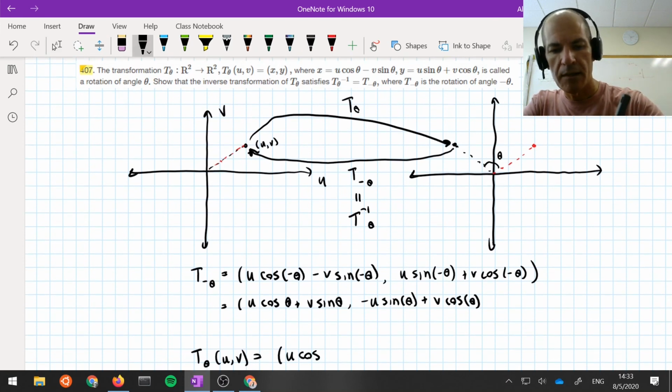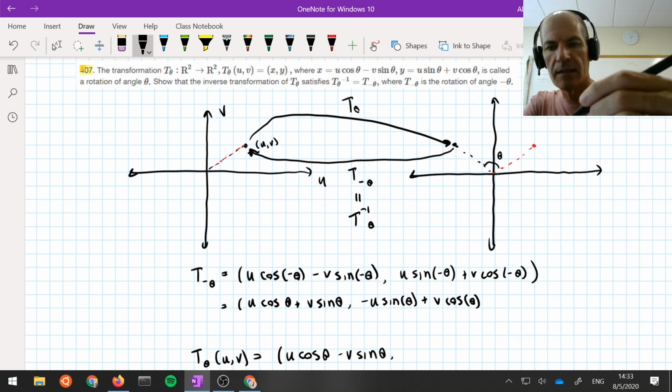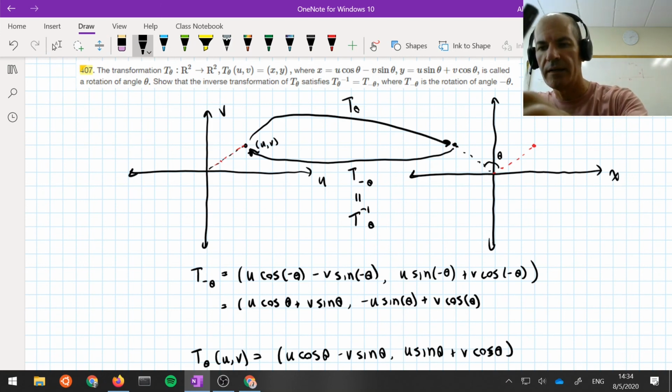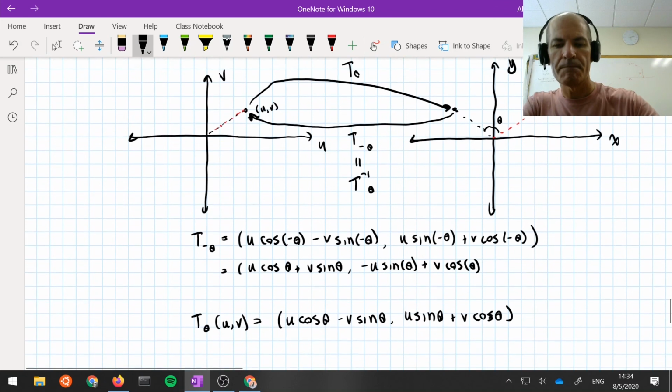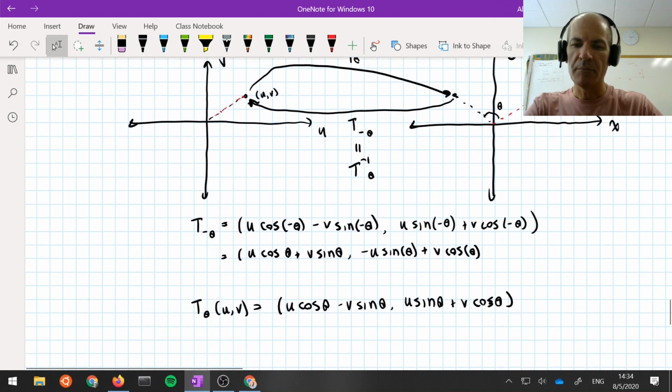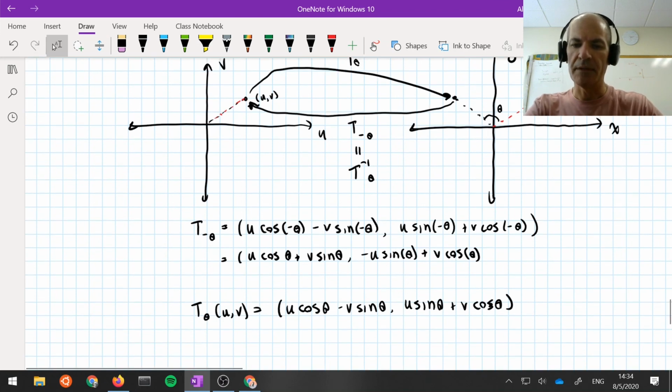u cosine theta minus v sine theta, u sine theta plus v cosine theta, right? That's the coordinates of the point over in x, y space. All right, well, if we take that now and plug it into T inverse, what's going to happen?